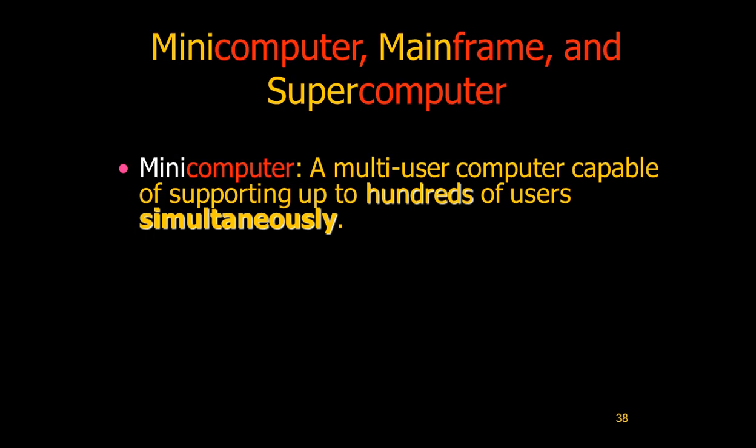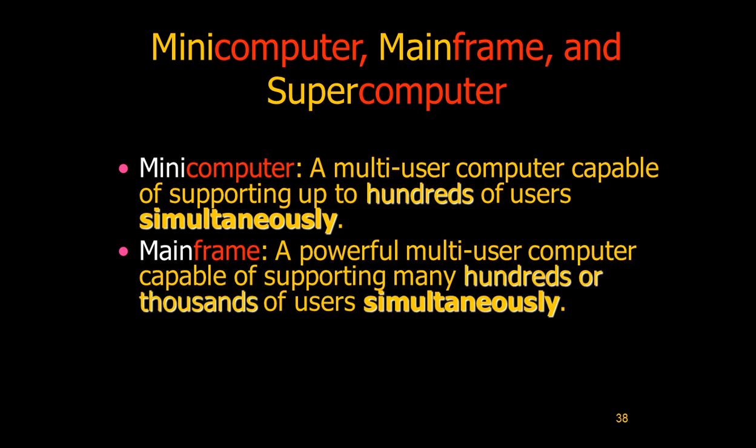So we also have minicomputers, mainframes and supercomputers. A minicomputer is a multi-user computer capable of supporting up to hundreds of users. Unlike the microcomputer, which can only support one user at a time, a minicomputer can support up to 100 people doing different things at that exact same time.